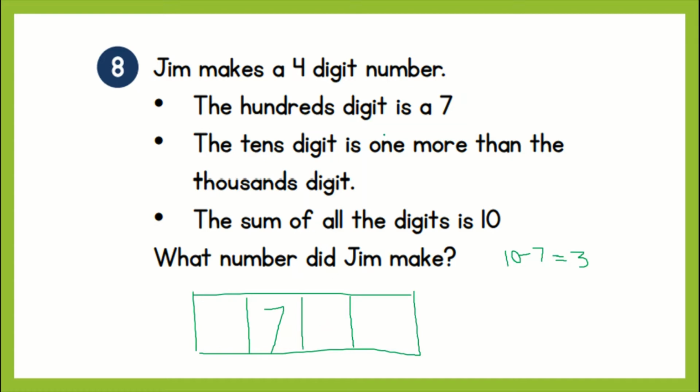So if the tens digit is 1 more than the thousands digit, that means that the thousands digit needs to be 1 and the tens digit needs to be 2. Whatever the thousands digit is, when we add 1 to it, it makes 2. That's right. And our ones column needs to make a 0 for this to be correct. So Jim made the number 1720.